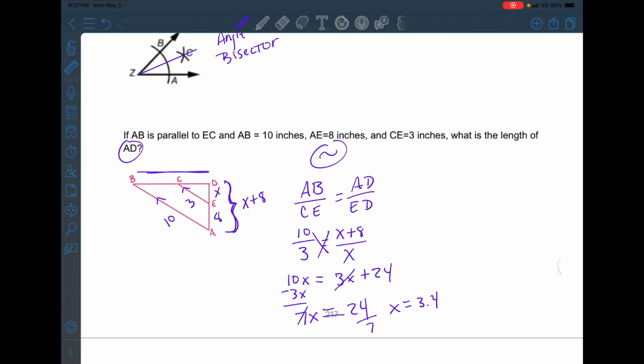And we're not looking for X. We're looking for AD. And AD is X plus 8. So we're going to go 3.4 plus 8. And that gives us 11.4. And that is what AD is.